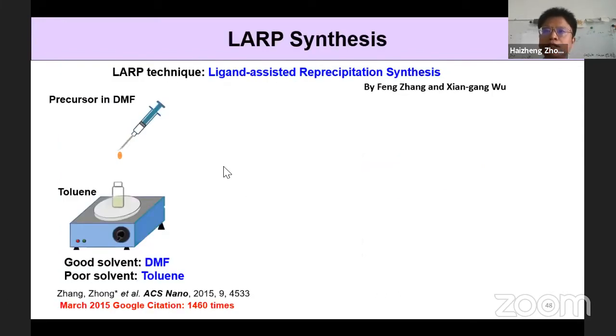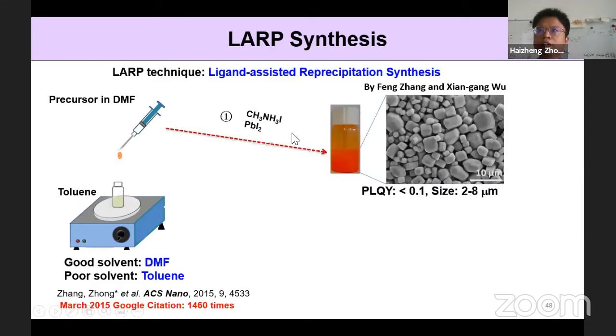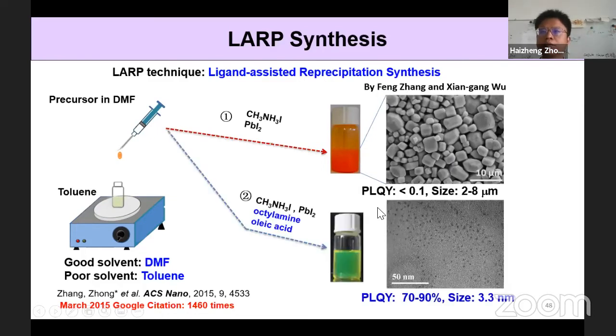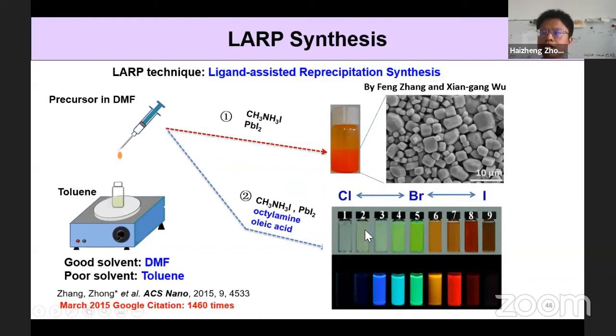So the fabrication is quite simple. Firstly, the precursor was dissolved in DMF and then dropped into toluene. Without ligands, we obtained micro-sized particles, and they are non-luminescent. With the aid of octylamine and oleic acid as co-ligands, we obtained small-sized colloidal solutions with an average size of 3.3 nanometers. And by varying the halides, we can tune the emission color from blue to red.